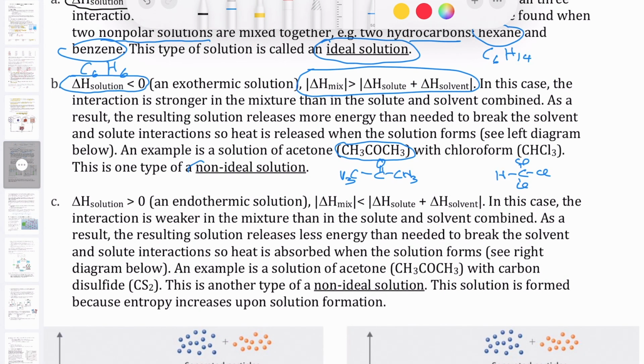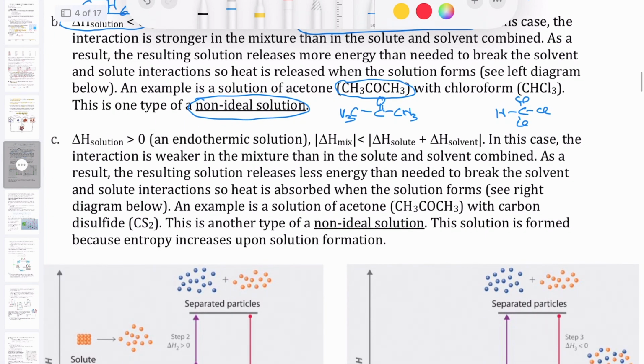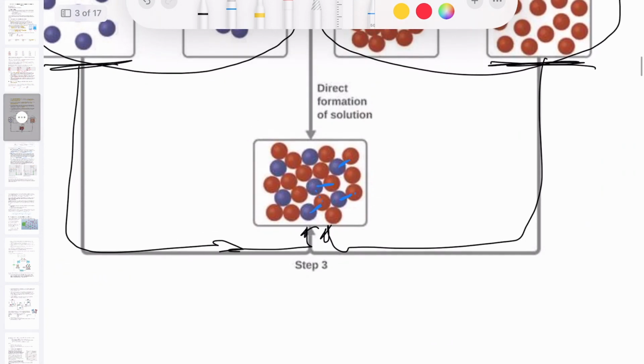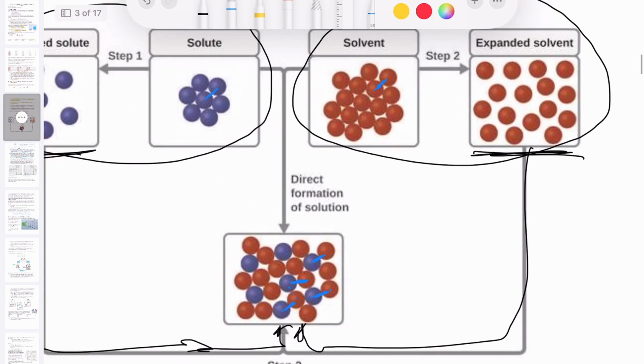When you have this kind of solution, we call it a non-ideal solution. Basically anything where the delta H is not exactly zero or close to zero, we call a non-ideal solution. So this is one example of a non-ideal solution. It's an exothermic solution. We can also have an endothermic solution, which is where the delta H of solution is positive. In this case, using the same reasoning, your delta H of mix would have to be smaller in absolute value compared to the sum of the other two numbers, such that you get a positive number when you add all three numbers together. This must mean that the interaction you have in the mixture is now weaker than what you originally have in your solute-solute and in your solvent-solvent.